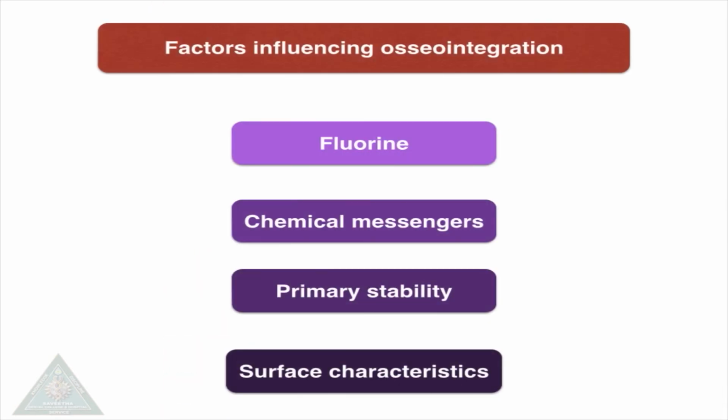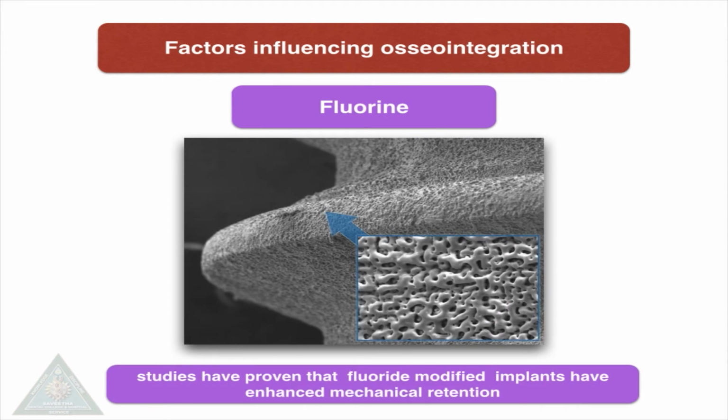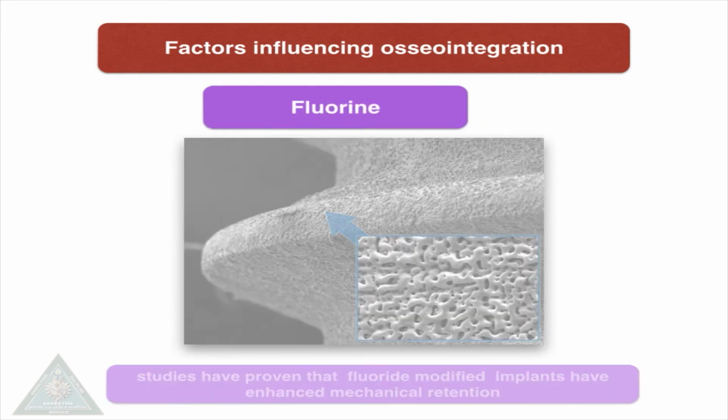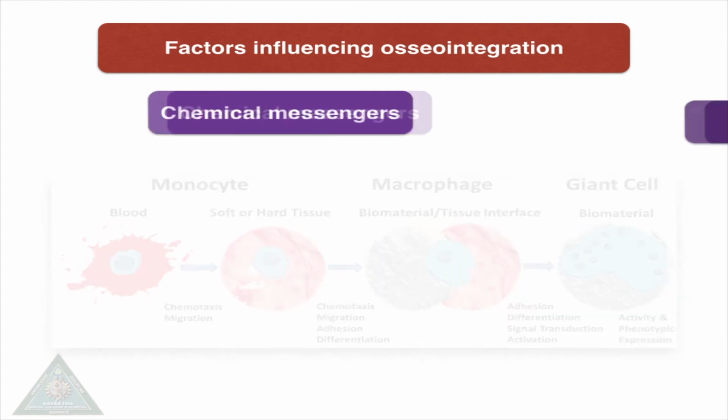Now, there are a few factors which influence osseointegration. The first one is fluorine. It is suggested that the fluoride modified implant surface promotes better osseointegration in the early phase of healing. Studies have proved that fluoride modified implants have enhanced mechanical retention too. The next factor is chemical messengers. After implants have been placed, it takes around 4 phases of healing to complete integration between the implant and the bone. Here the cells play an important role in integration. The most important classes of chemical messengers are cytokines and hormones.